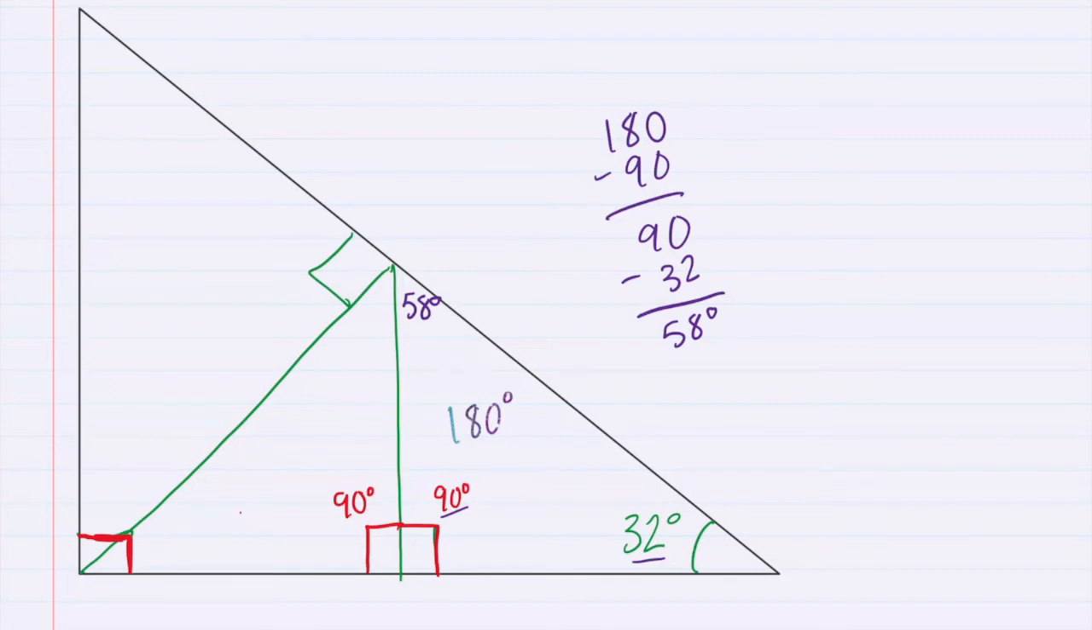The easiest thing we could do now is, instead of focusing here, we could focus right here. Because again, we got ourselves another straight line, and we know a straight line is 180 degrees. Well, if we know this is 90, then we have 90 left, right? If we know this is 58, well, what's 90 minus 58? Let's grab a calculator. 90 minus 58 is actually 32 degrees.